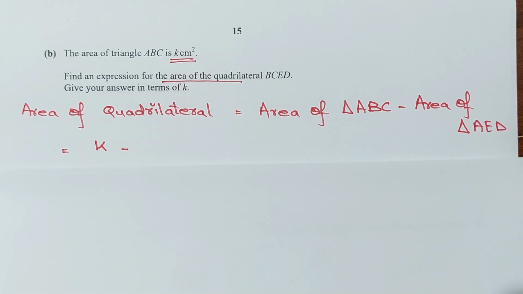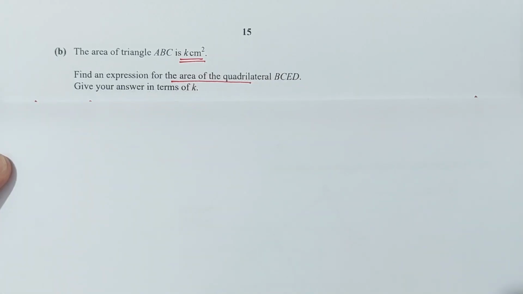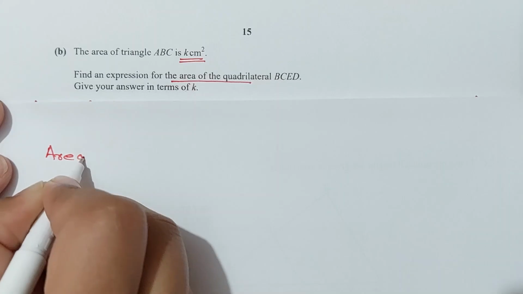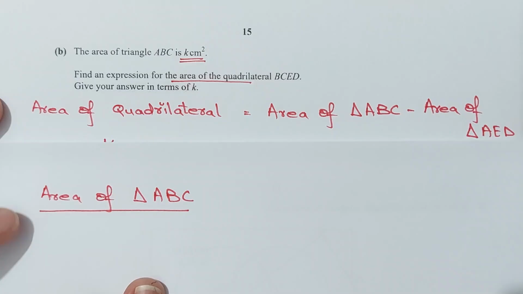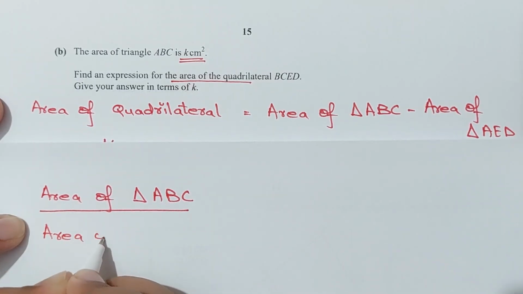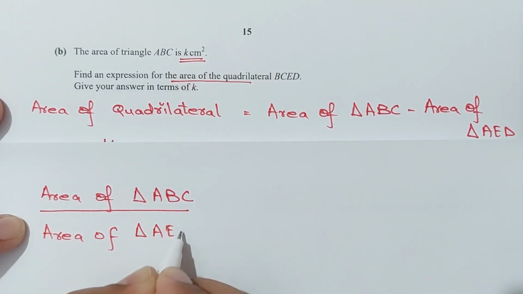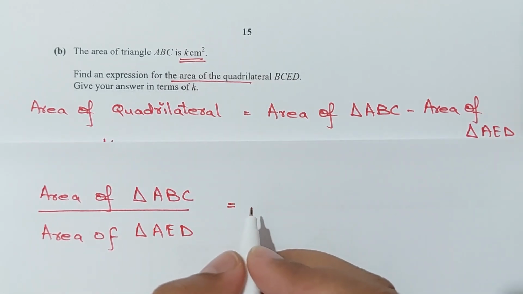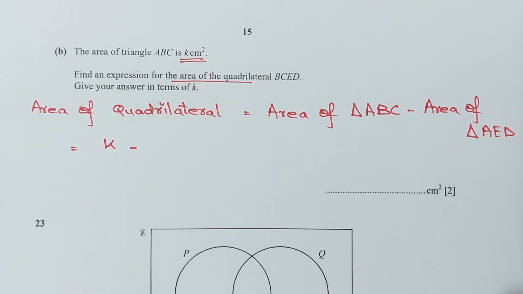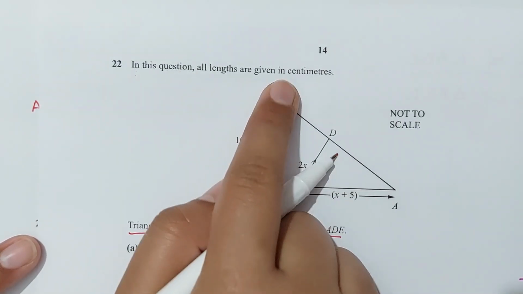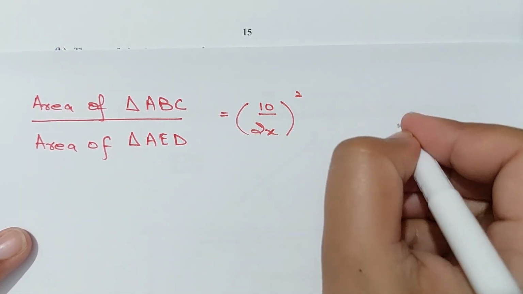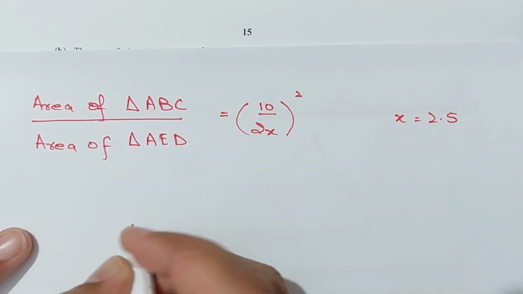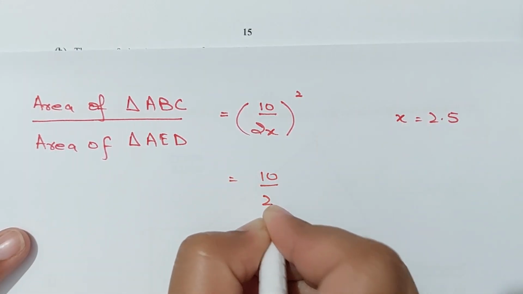So let me do this. Since the triangles are mathematically similar, we can say the area of triangle ABC over the area of triangle AED equals the ratio of the sides squared. The side of triangle ABC is 10 and the smaller one is 2x. So we say 10 over 2x, squared, and we know the x value we found is 2.5, so this is 10 over 2 times 2.5.